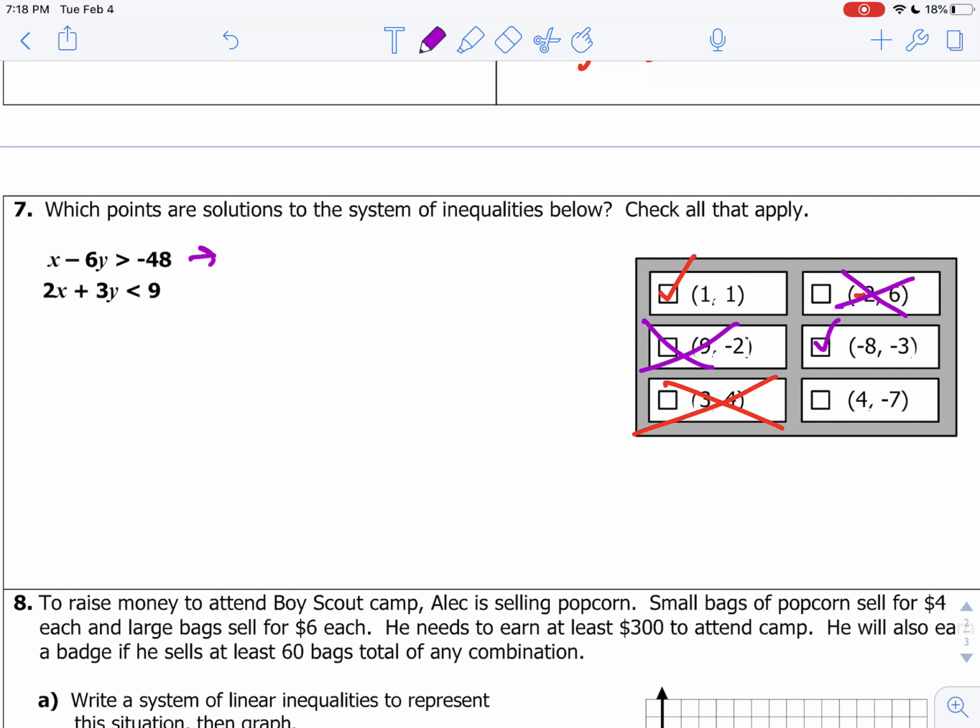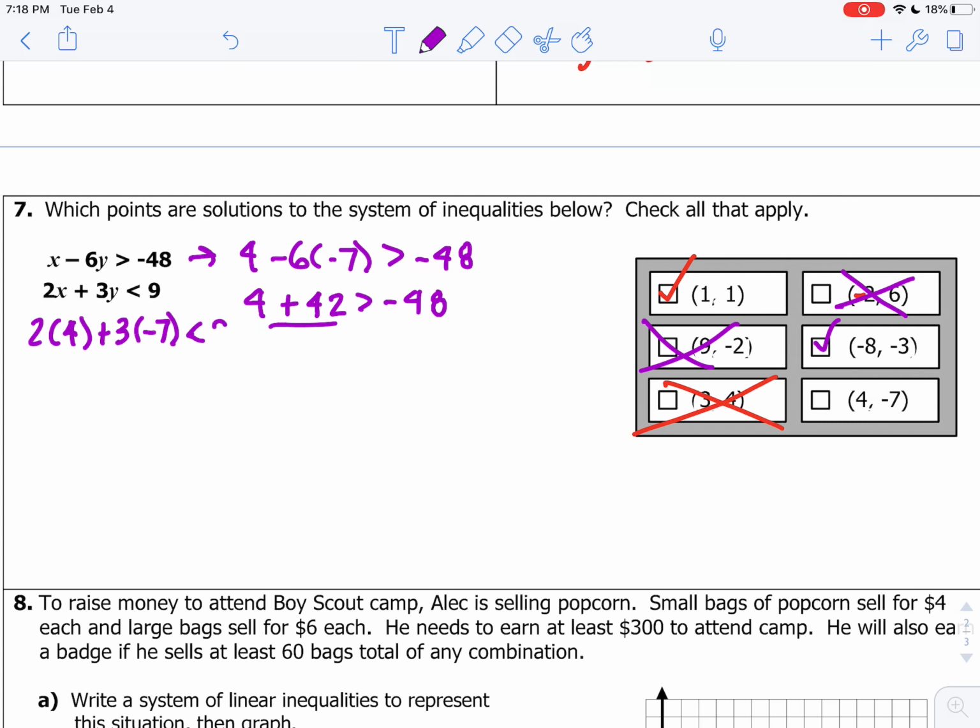And last one. 4 minus 6 times negative 7. 4 plus 42, and that's for sure greater than negative 48. And then 2 times 4 plus 3 times negative 7. 8, 3 times negative 7 is negative 21. And that's going to be a true statement because that's going to be a negative number. So that one works too.